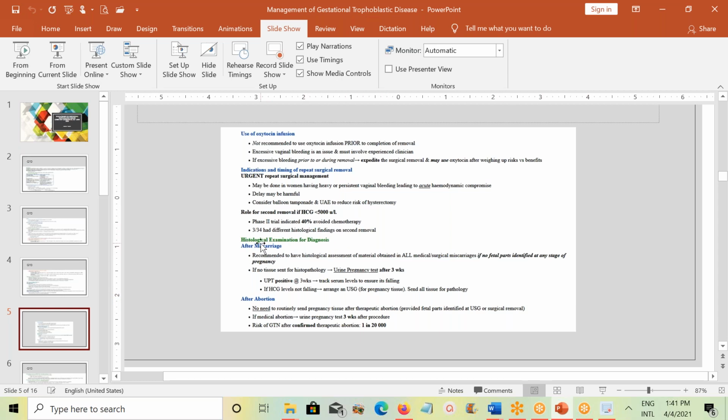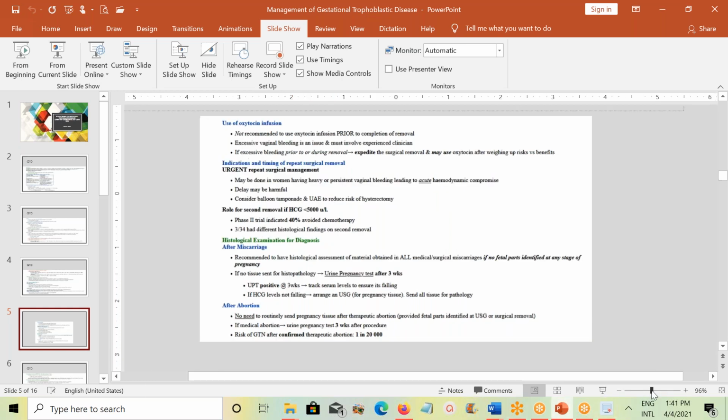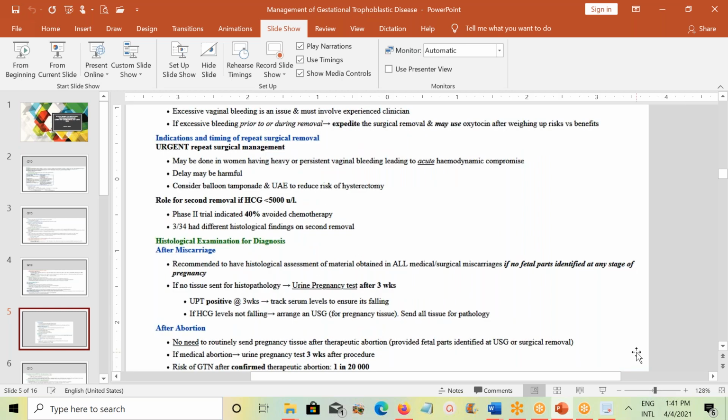Then in some cases, like 1 in 3, or we can say 10%, they will have different histological findings on second removal. That is also an SBA question: what percentage of patients is going to show a different type? You have done the first evacuation, with one histopathological report, and then you do the same procedure and now the histological report is different. So they can ask you what has happened in this type of case. It is possible in 1 in 3 patients, like 3 in 34. These are the results from the trials.